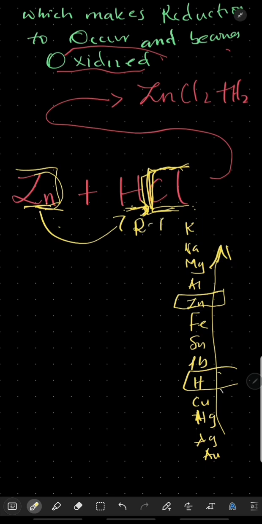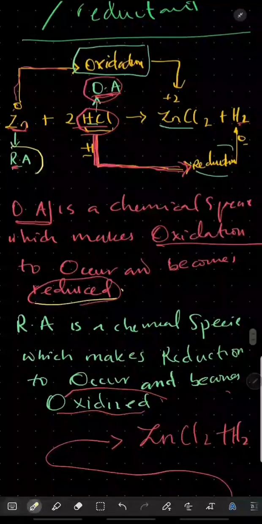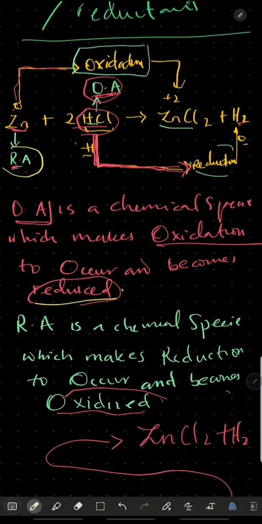So if zinc causes reduction, that's to tell us that zinc is a reducing what? Agent. Because why? It causes reduction. It causes HCl to lose the electronegative element. So it causes the loss of electronegative element. It simply means it causes what? It causes reduction. Is that clear to you?